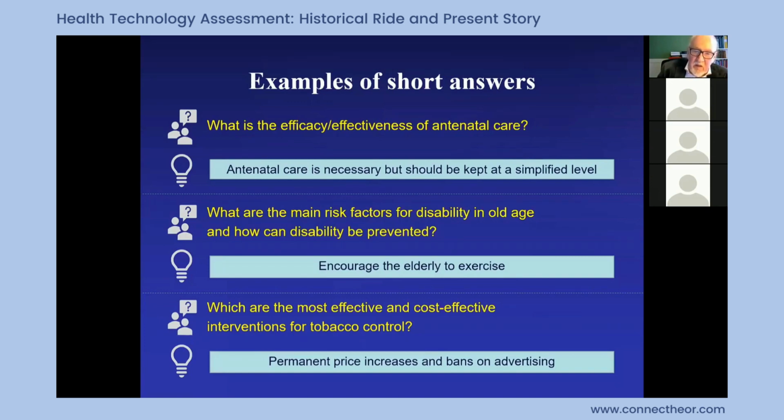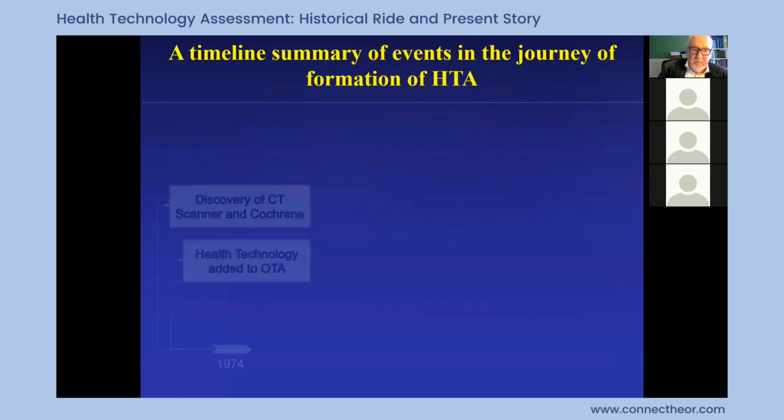What are the main risk factors for disability in old age, and how can disability be prevented? Encourage also the elderly to exercise. Which are the most effective and cost-effective interventions for tobacco control? Straightforward, permanent price increases and bans on advertising. Next slide.